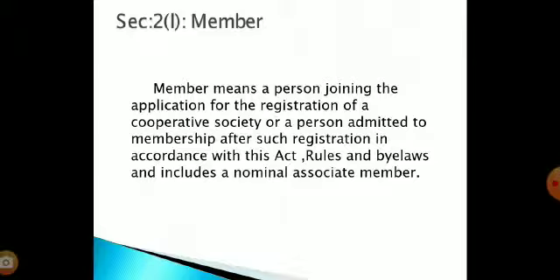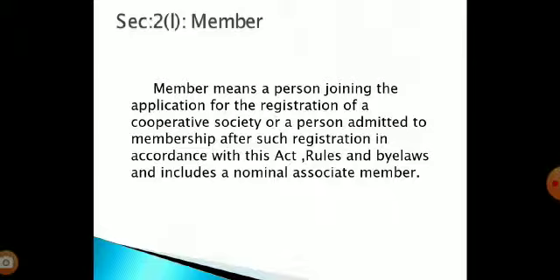Okay, member means a person joining the application for registration. Here, in order to register a cooperative society, we know that there should be a minimum of 25 members. Then these 25 members should sign the application for the registration of a cooperative society. The list of these 25 members should be submitted along with the application. Then, in order to register a society, a promotion committee is constituted and a chief promoter is elected, and this promotion committee will prepare the application for registration. Then this application should be submitted to the registrar along with certain documents.